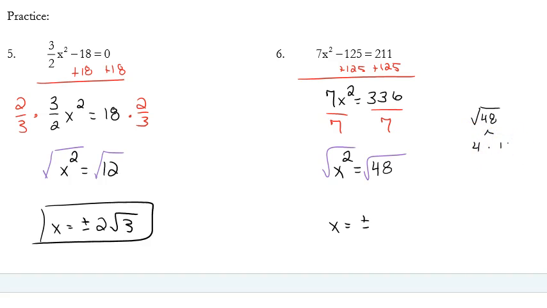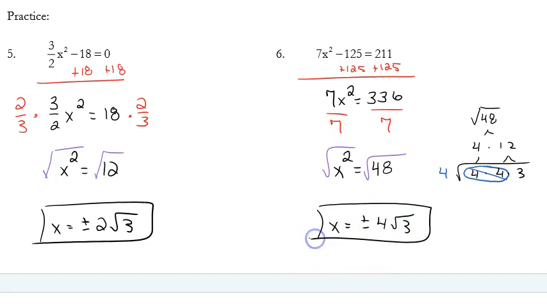I look at this as that's 4 times 12. Oh, I see a shortcut, because 12 is 4 times 3. I can stop simplifying here. I don't need all of my 2's. As soon as I see I have a pair, 4 times 4 is 16. Square root of 16 is 4. That 4 comes out in front. I get plus or minus 4 square roots of 3.